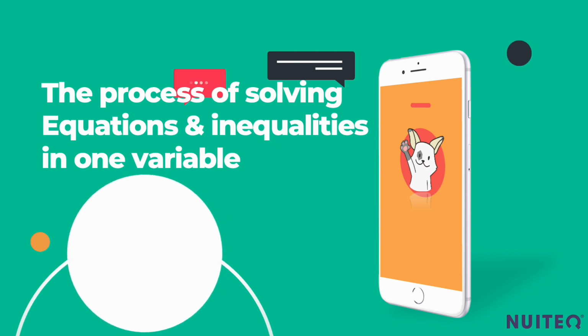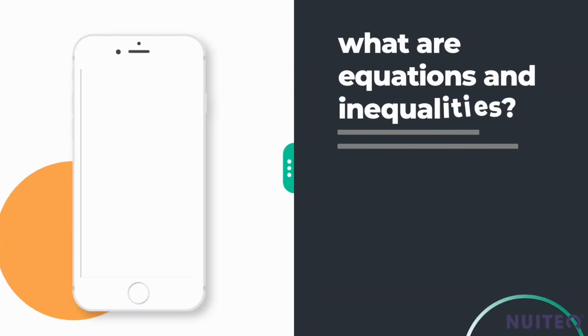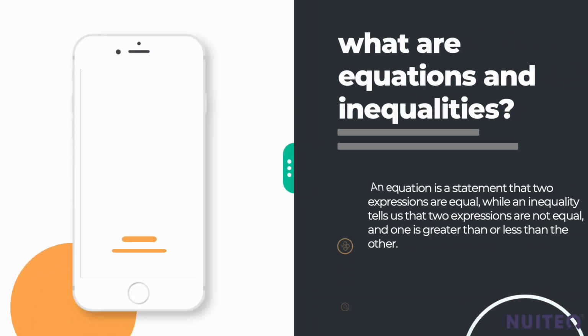Specifically, we're going to unpack the process of solving equations and inequalities in one variable. Sounds complicated? Well, fear not, we're going to break it down. Firstly, what are equations and inequalities? An equation is a statement that two expressions are equal, while an inequality tells us that two expressions are not equal, and one is greater than or less than the other.